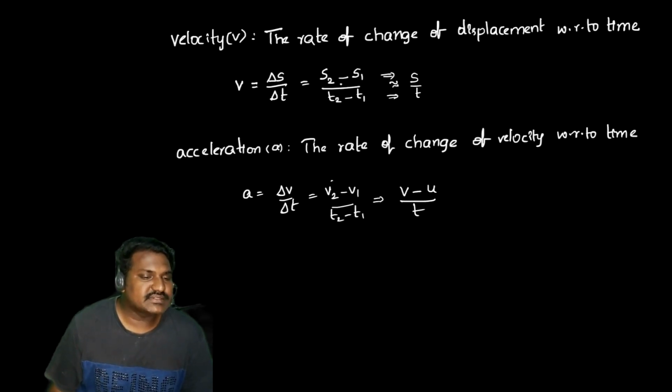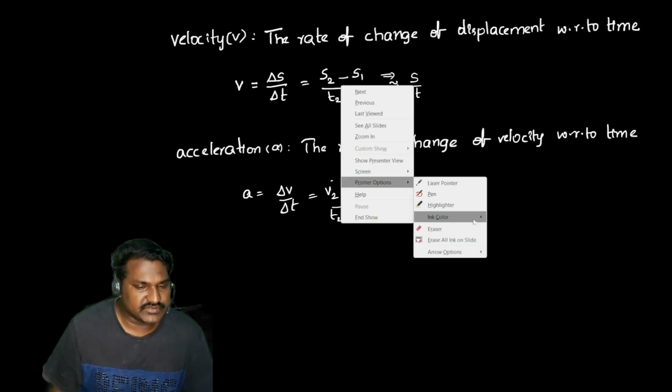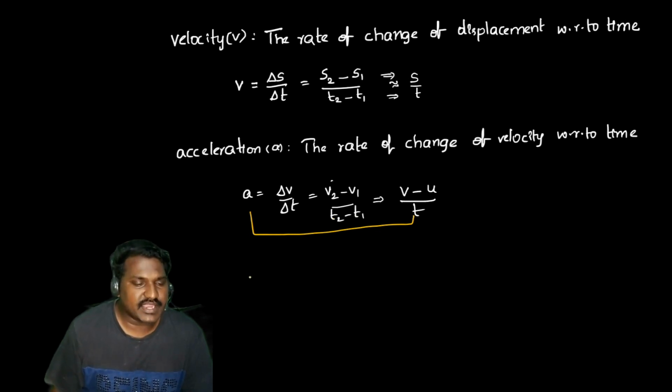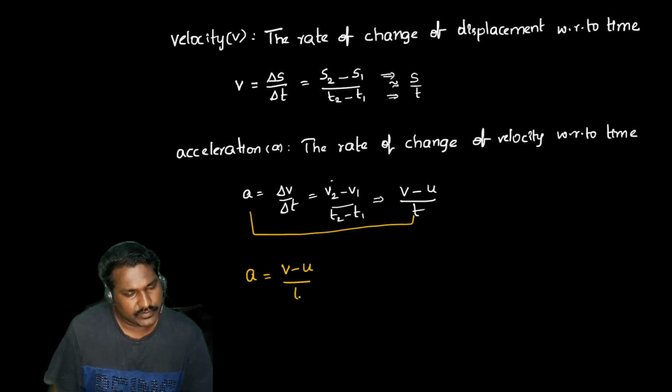Now here starts our definition and derivation of the equations of motion. From the definition of acceleration, it is very clear that acceleration is nothing but the rate of change of velocity with respect to time. That means change in velocity by time. So a is equal to v minus u by t.